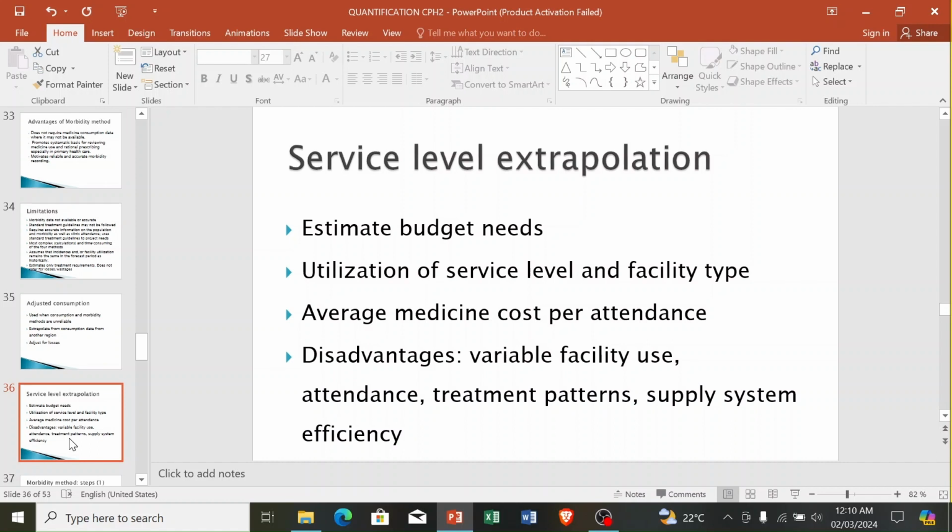So that is, you look at the services you offer in your facility to determine what quantities you need, which medicines you have selected, and how much population your facility can cover, or is meant to cover. That is service level extrapolation.